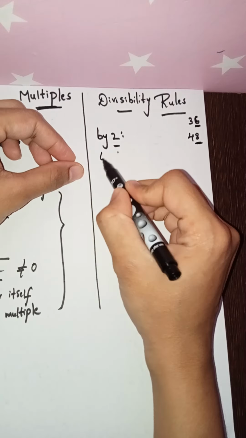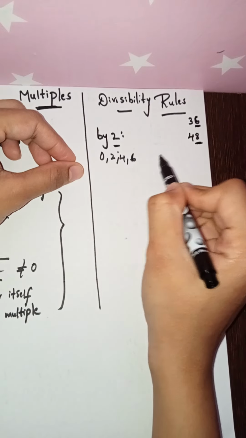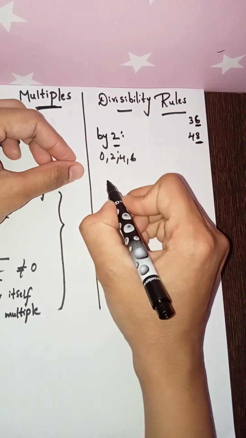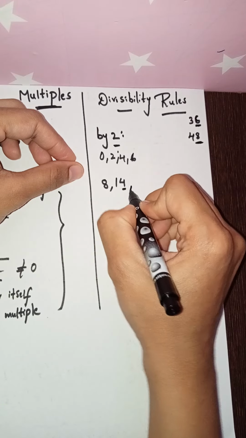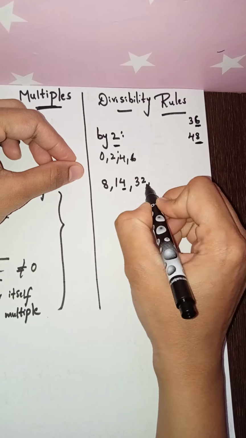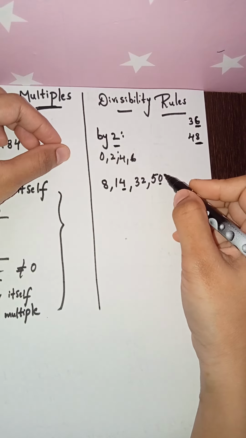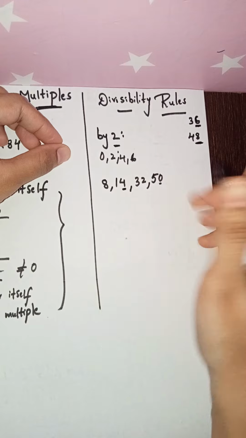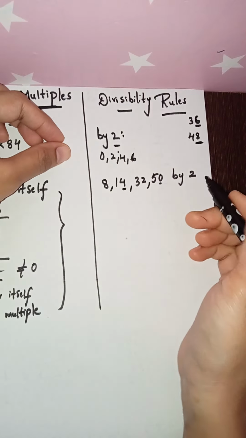That is, the number ends in 0, 2, 4, 6, or 8. So these are all even numbers, right? For example, 8, 14, which is an even number, the last digit; 32, 2 is an even number; 50, here 0 is also an even number, and so on. These are all divisible by 2. So this is how divisibility by 2 is done.